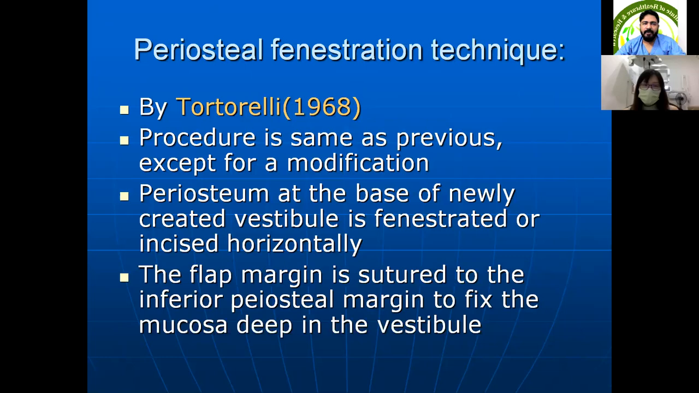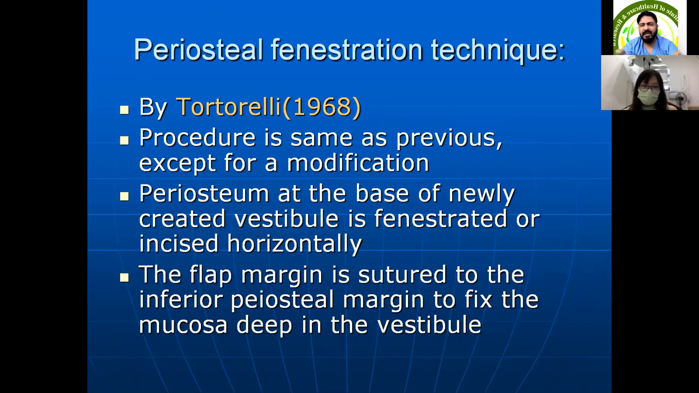Then periosteal fenestration technique. The procedure is the same as previous, except for a modification. The periosteum at the base of the newly created vestibule is fenestrated or incised horizontally. The flap margin is sutured into the inferior periosteal margin to fix the mucosa depth in the vestibule.